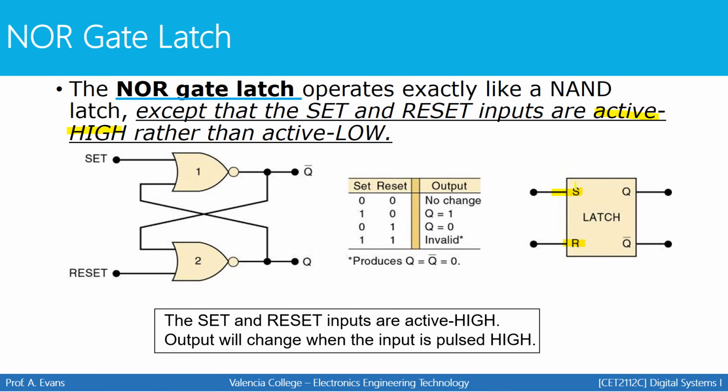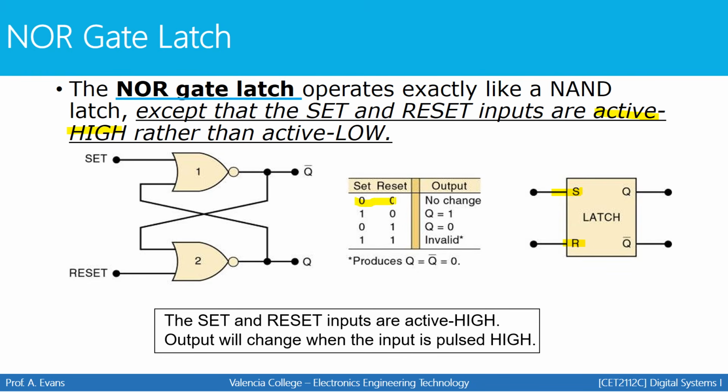That means if I want to set the flip-flop, which means I want to force the output to be 1, I have to send a high into this input. If I want to reset the flip-flop, that means I want to force the output to be 0. I have to send a high to the reset input. And that's exactly what this truth table shows me.